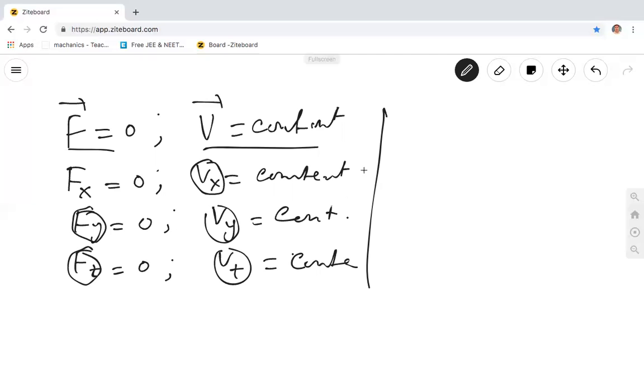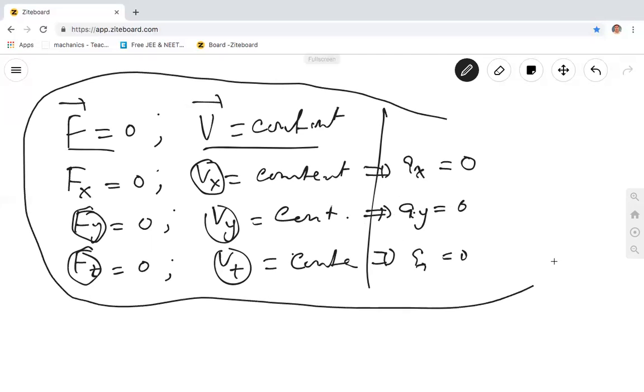If Vx is constant, then what is Ax? It is 0. When velocity is constant, there is no acceleration. After all, what is acceleration? Change in velocity over time. If velocity is constant, acceleration is 0. Similarly Ay is 0 and Az is 0. This is all about the first law. Then let me go to the second law.